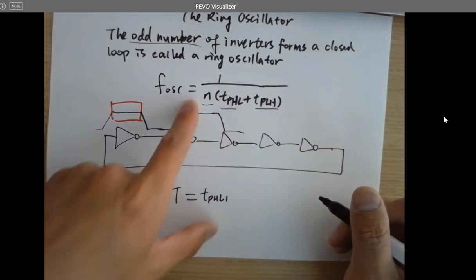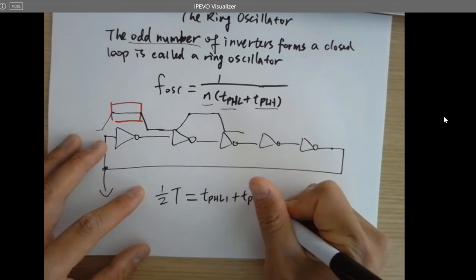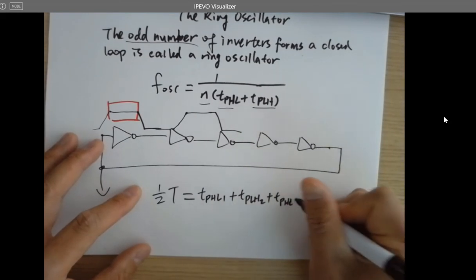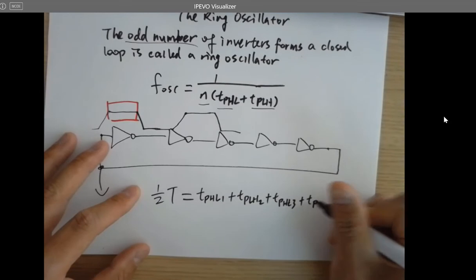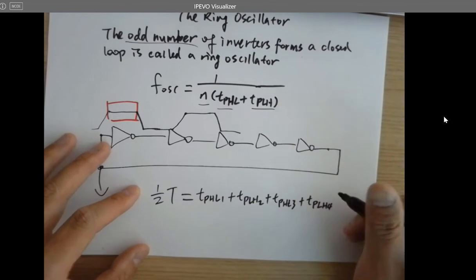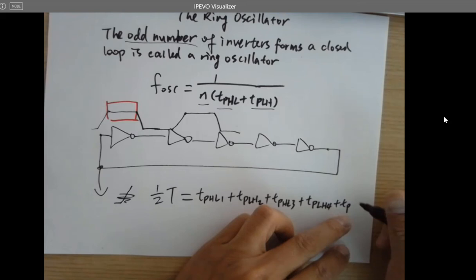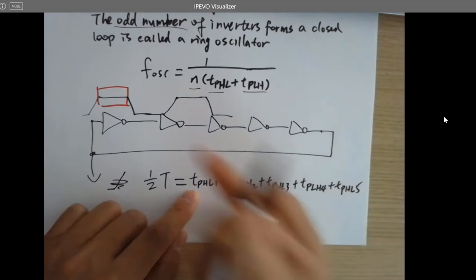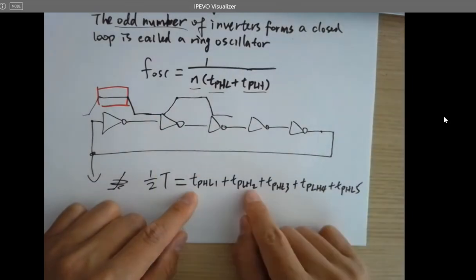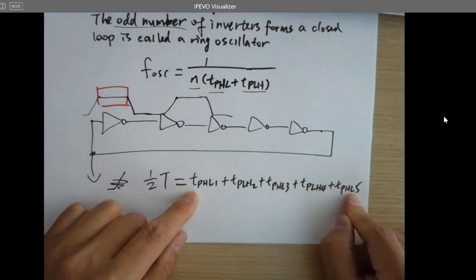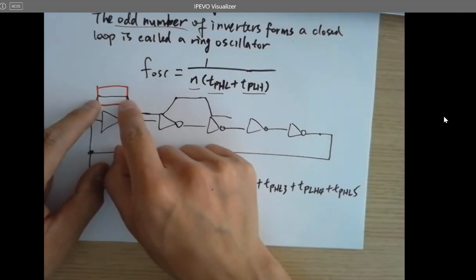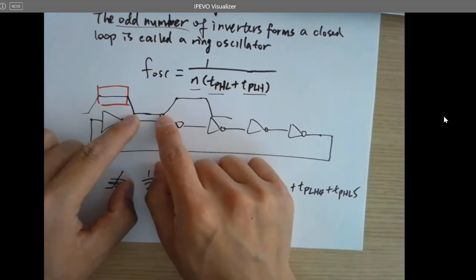And for the second one, it's rising, TP, LH, 2, TP, HL, 3, TP, LH, 4, and that time, that propagation delay for each gate, falling, rising, falling, rising, falling, forms this time period over here. And the same story for this part.